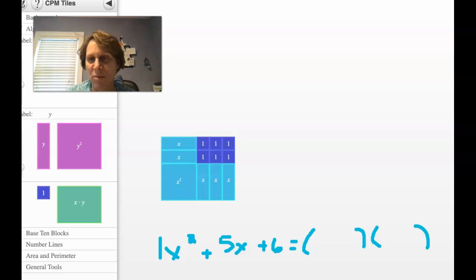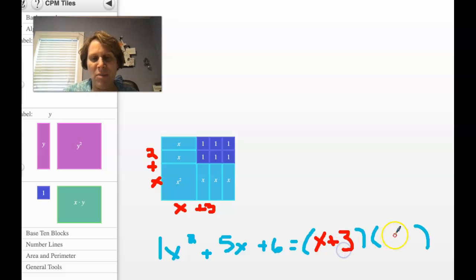Sorry there, I had to move some things around, a little bit of a pause. And so I'm going to label my dimensions. Here I know this dimension is x by x to make x squared. And then these small lengths are 1s, so that means x plus 3. And then here I have x plus 2. So I have to put those in parentheses to make sure it multiplies correctly.